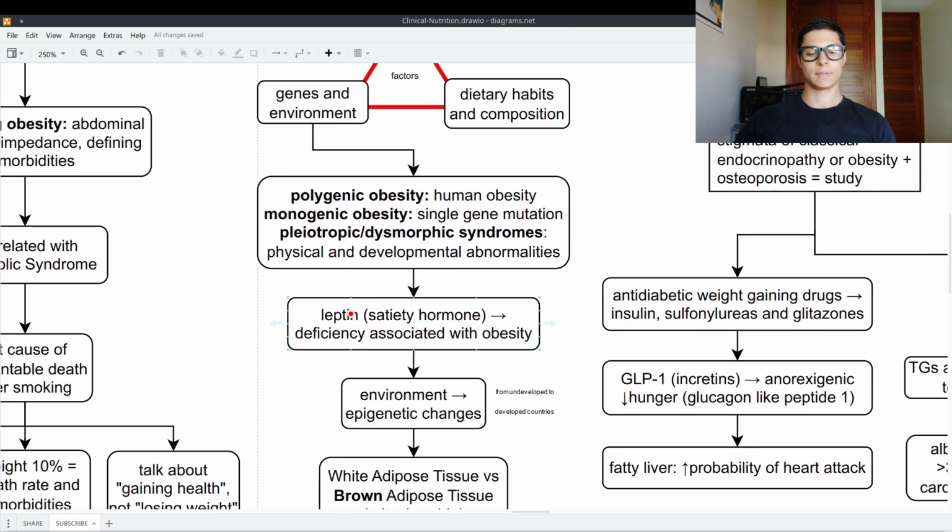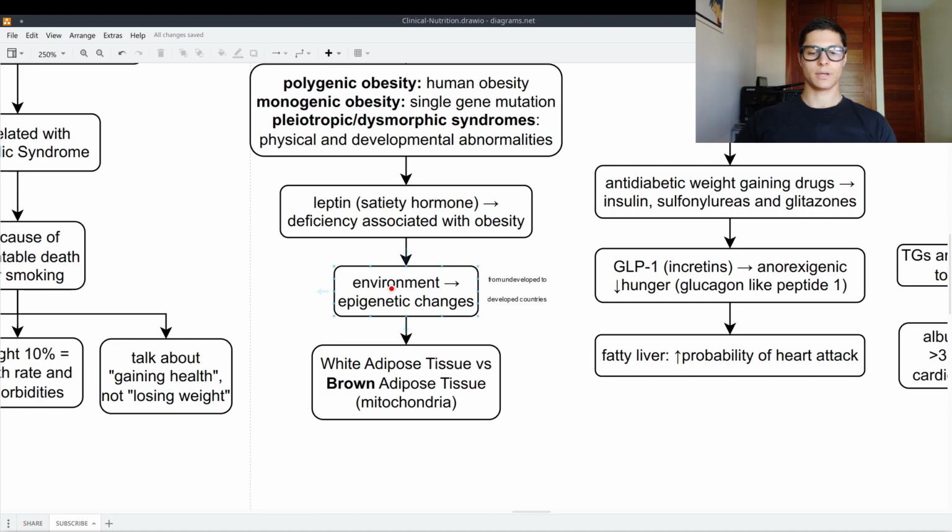Then, leptin. Leptin is very important. It is the satiety hormone, and a deficiency is associated with obesity. If you're not satiated, you're going to continue eating.